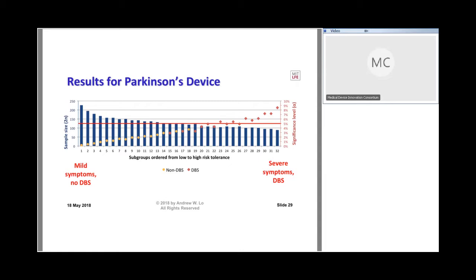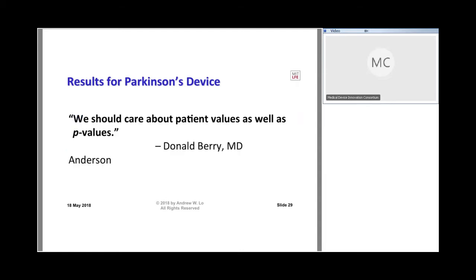Different patients look at these kinds of decisions in different ways. And so we think that there's great hope in taking these ideas and formulating them in a much more personalized way in order to achieve the greatest good for the greatest number. As the great biostatistician Don Berry put it, we should care about patient values as well as p-values. And thanks to all of you and the collaboration that we are so privileged to be a part of, we might be able to start doing that soon. Thank you.